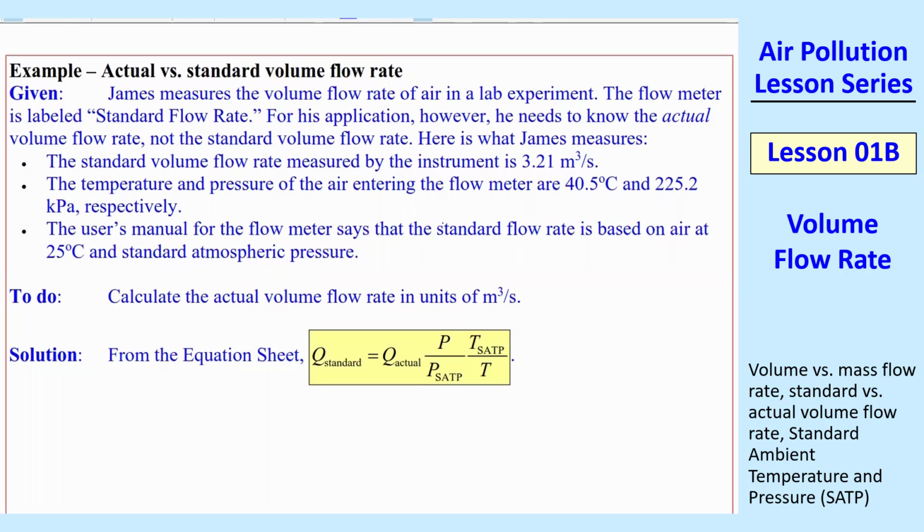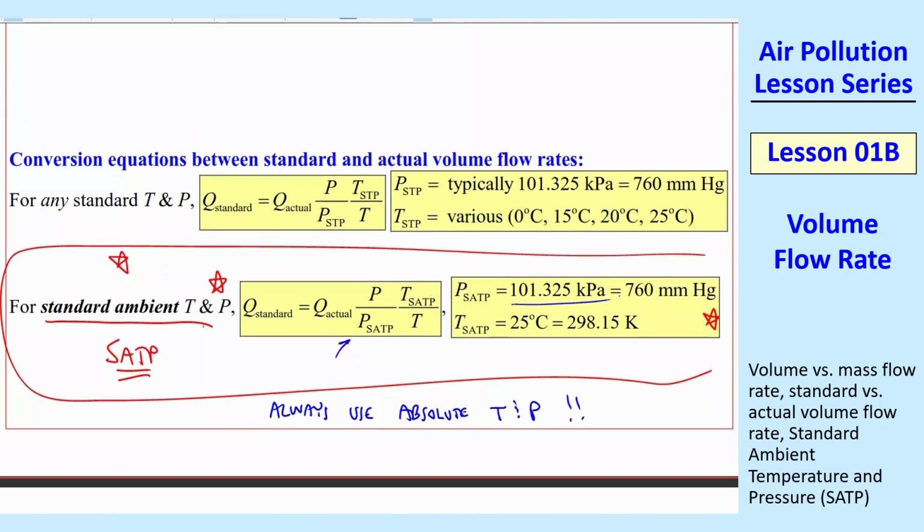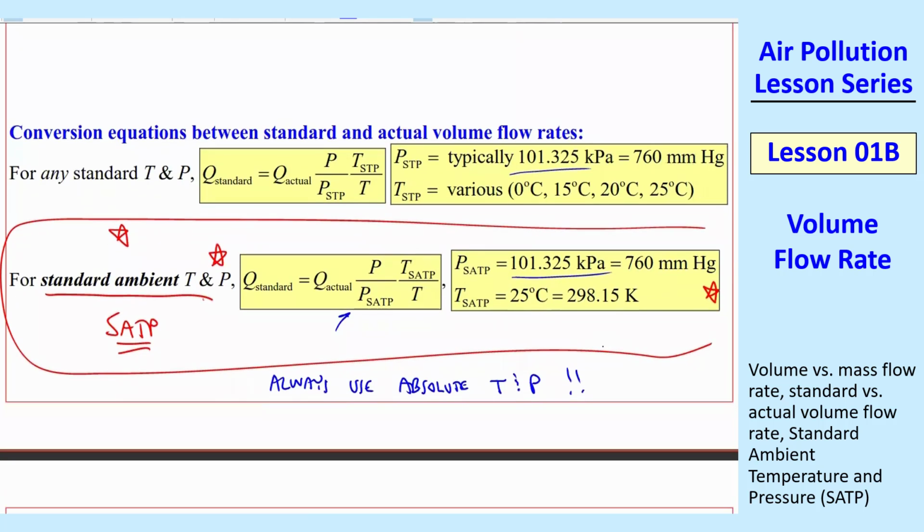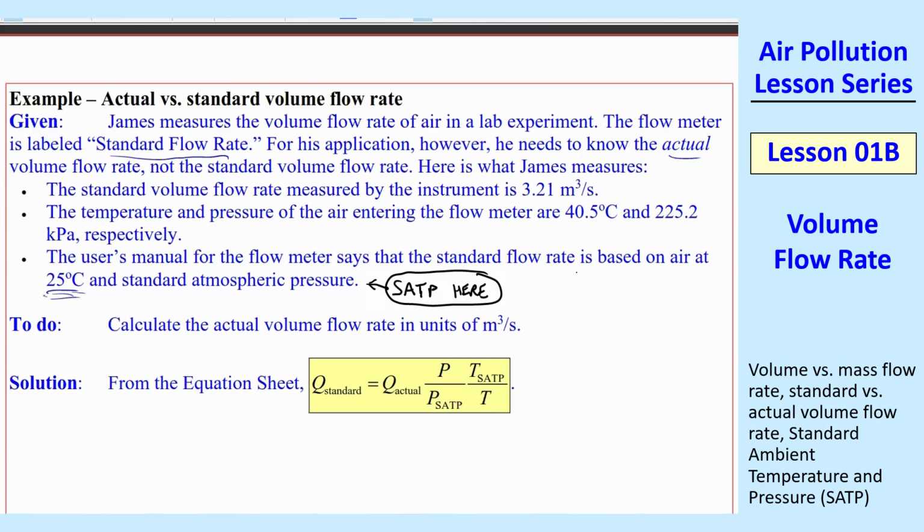Here's an example. James measures the volume flow rate of air in a lab experiment. The flow meter is labeled standard flow rate, but he needs to know the actual volume flow rate. So he measures with his instrument the standard volume flow rate, the temperature and the pressure, and his flow meter says it's based on 25 degrees C and standard atmospheric pressure. Notice that the pressure is the same in almost all these standards. It's only the temperature that is a variable, but here it is SATP, standard atmospheric temperature and pressure, 25 degrees C and standard atmospheric pressure. So how do we calculate the actual volume flow rate?